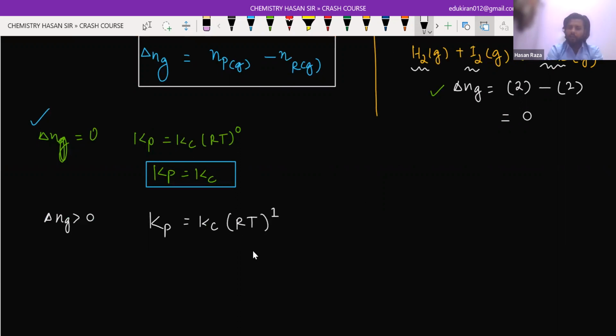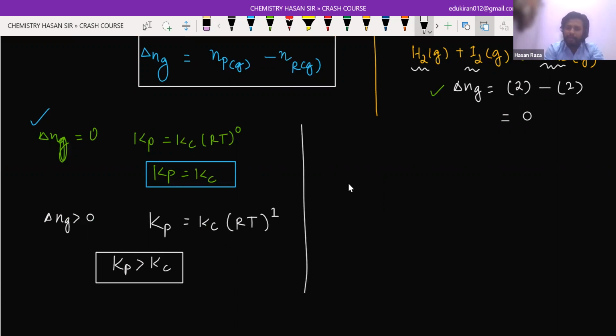Because in PCl5, if you have seen, here KP becomes greater than KC. Because as you can see, you will get the value of KP after multiplying KC with something. So KP will be greater than KC.